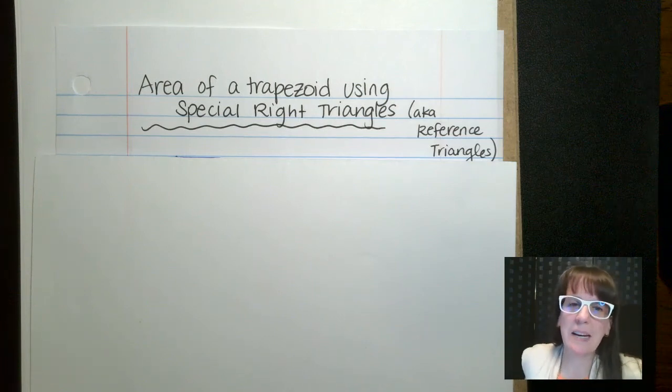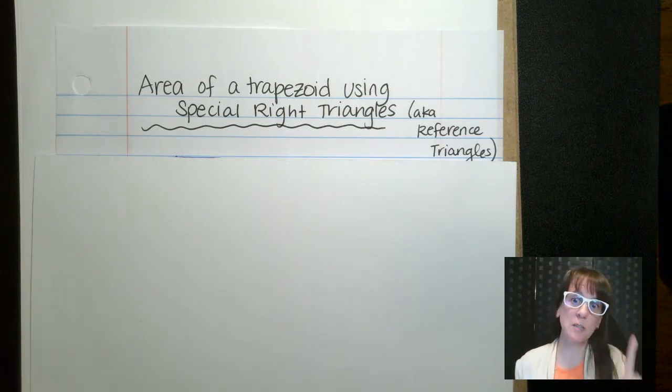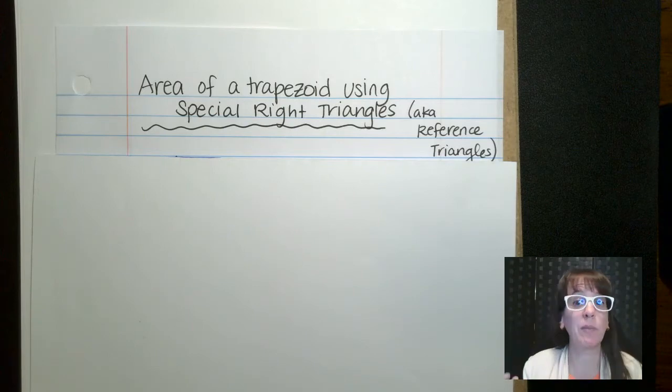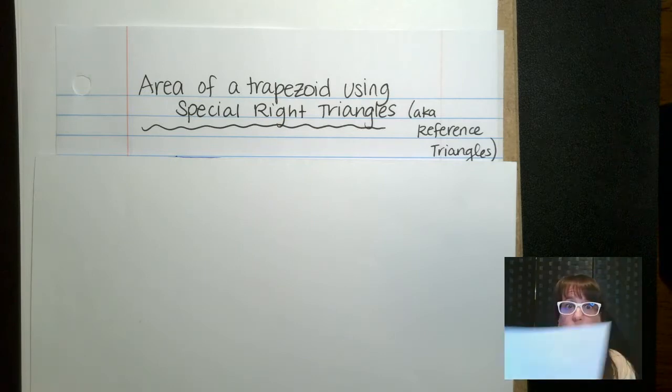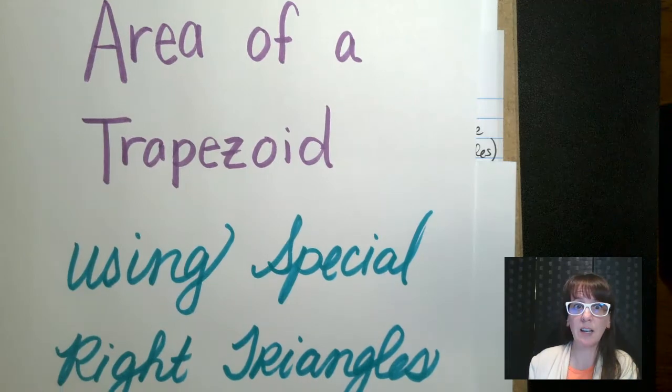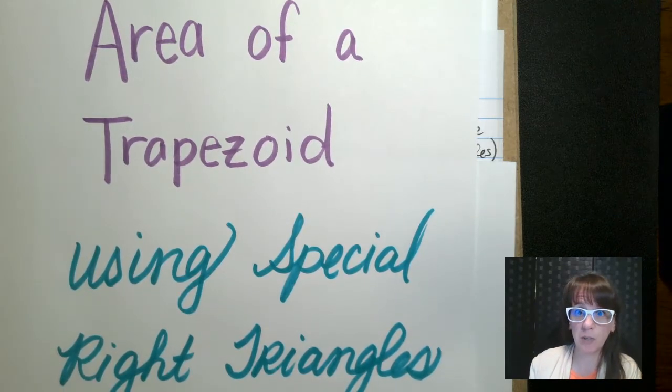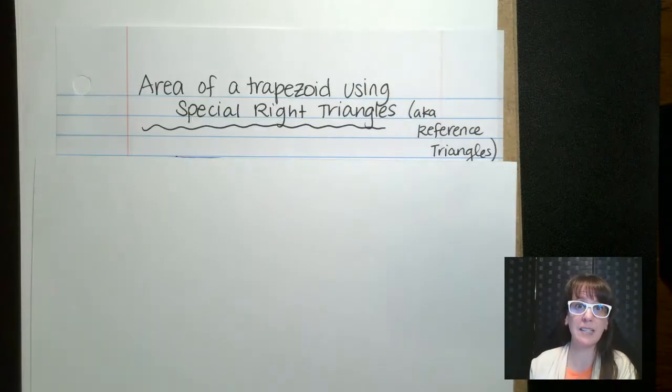Hi friends, welcome back. Today we're talking about finding the area of a trapezoid using special right triangles, aka reference triangles. If you're familiar with reference triangles, you can skip the first part of this video. Scroll until you see this big sign, area of a trapezoid using special right triangles, and at that point you know that the lesson is beginning.